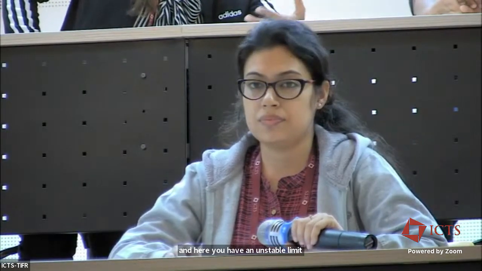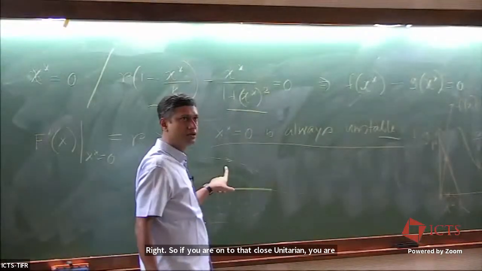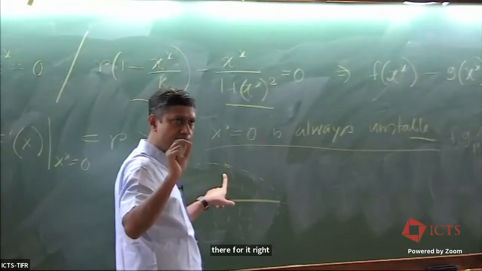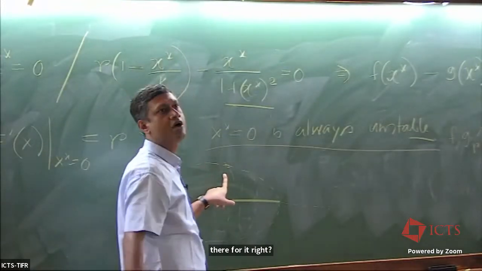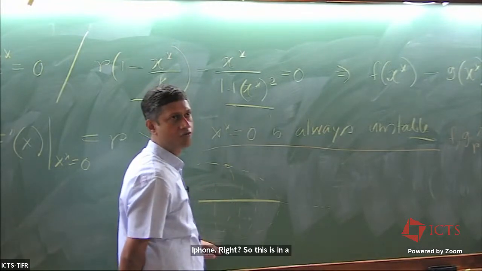The point is that the limit cycle itself is a closed invariant curve, right? So if you are on that closed invariant curve, you are there forever, right? But here it is unstable. So if you give a tiny perturbation, you are going to go away from it, right? So this is, in the classical sense, subcritical Hopf.